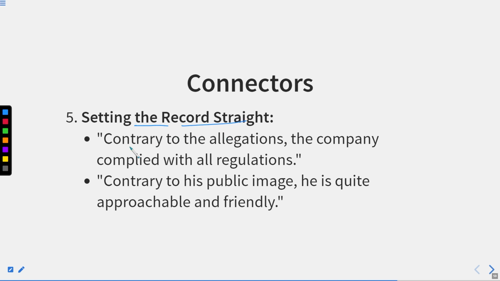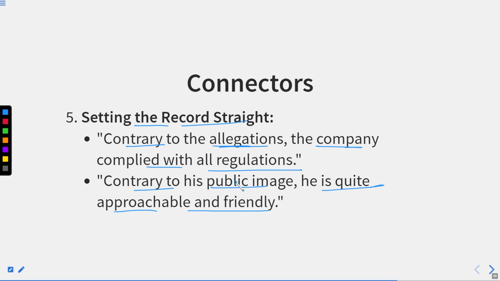Setting the record straight. Contrary to the allegations, the company complied with the regulations. Contrary to his public image, he is quite approachable and friendly. Okay, so contrary to the allegations, it means there were some allegations on the company, and the expectation was that the company will not grow now. But contrary to those allegations, the company complied with all regulations.